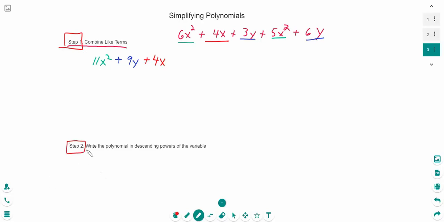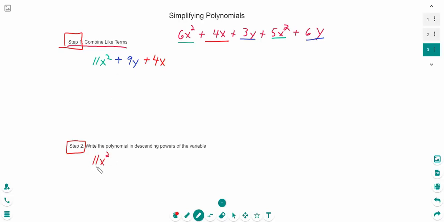Step two is, again, a way of organizing your answer. Once you've reached this point, the thing to do is to rewrite it so that it is in descending powers of the variable. Now, in an expression like this that has multiple variables, we just select one. Usually we'll select the variable with the largest exponent. In this case, the largest exponent is a 2, and the variable for that is an x. So we will rewrite this problem, rearranging the terms so that the x powers are ordered from largest to smallest. The x power of 2 is the largest one, so we're going to write that term first.